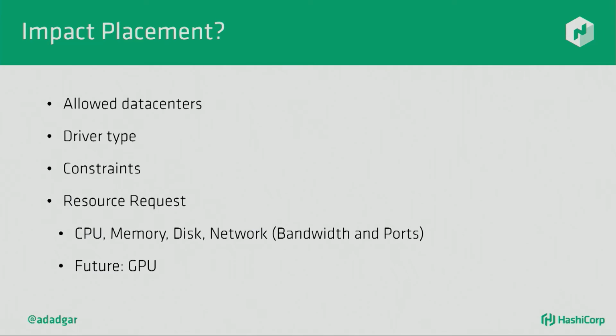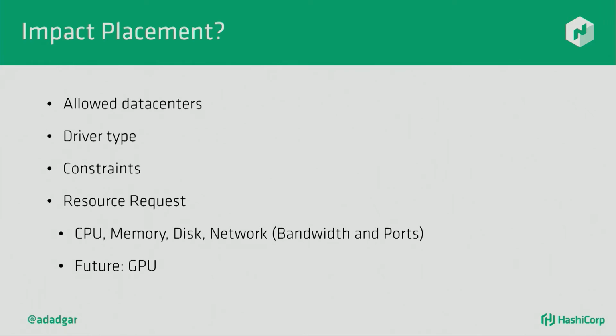So that's an incredibly simple job. It's functional, but what in that file impacts placement decisions that the scheduler has to actually think about? Well, the first one is the set of allowed data centers. That constrains the set of eligible nodes from the get-go. Next is driver type. Not every node will have the same drivers as every other node. So if you have a mixed cluster of Windows and Linux machines, and you're trying to schedule an LXC container, obviously the scheduler has to know, hey, I can't send that to a Windows machine. So that affects placements as well.